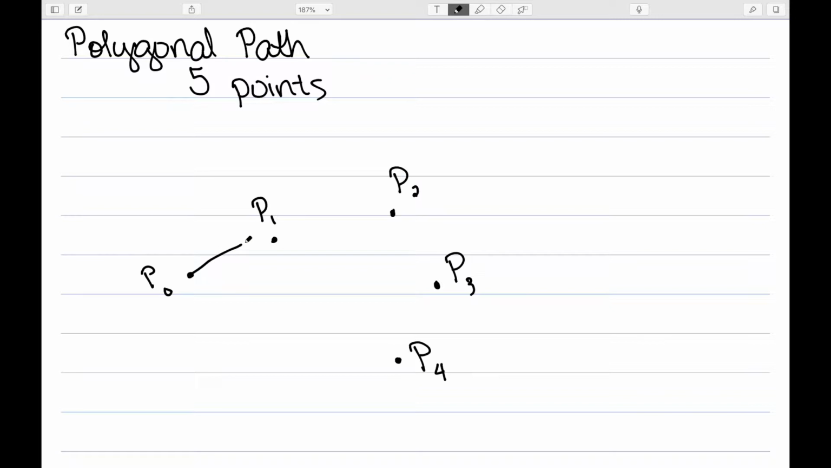We're then going to draw a line segment from P0 to P1, a segment from P1 to P2, P2 to P3, and then P3 to P4. And this here is known as a polygonal path of order 4, in particular because there's 1, 2, 3, 4 sides. So the points are known as the vertices and the segments are called the sides.